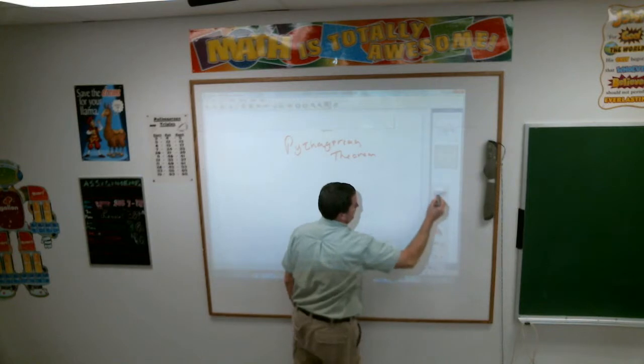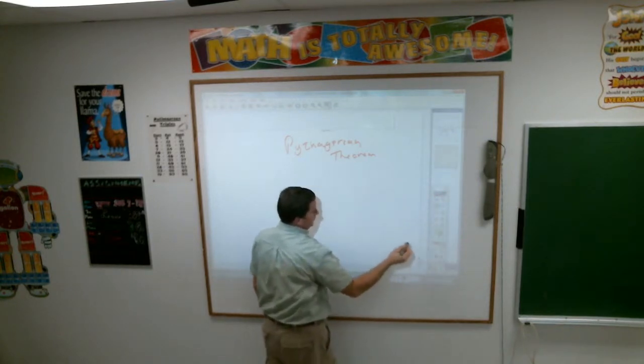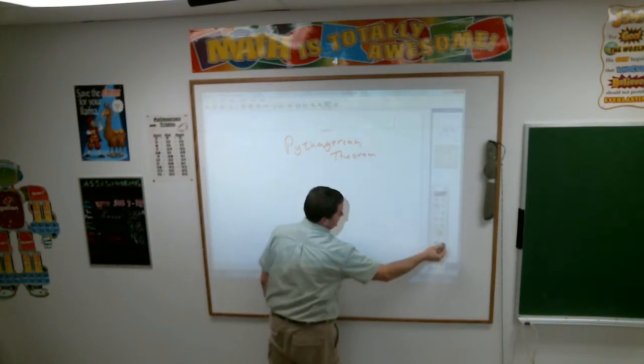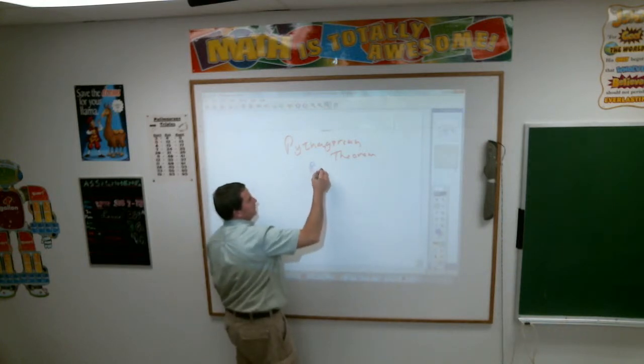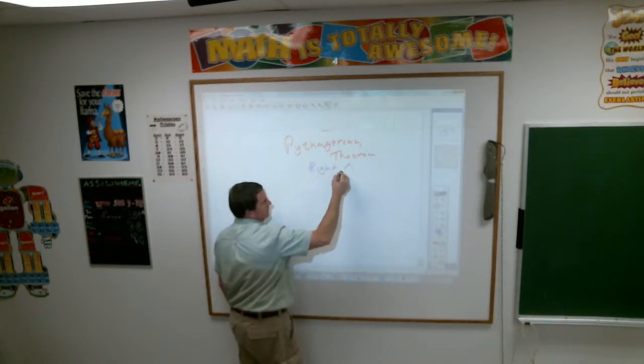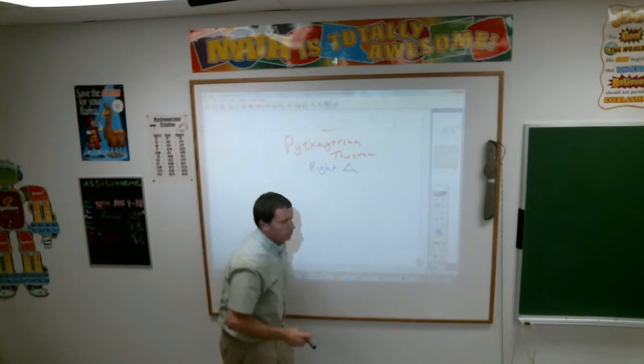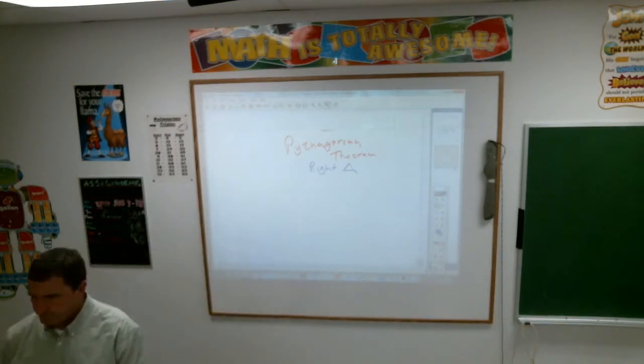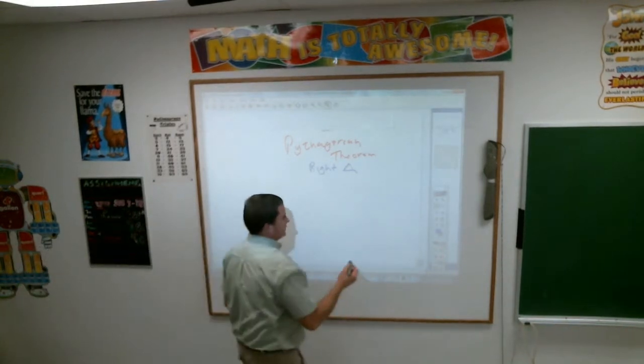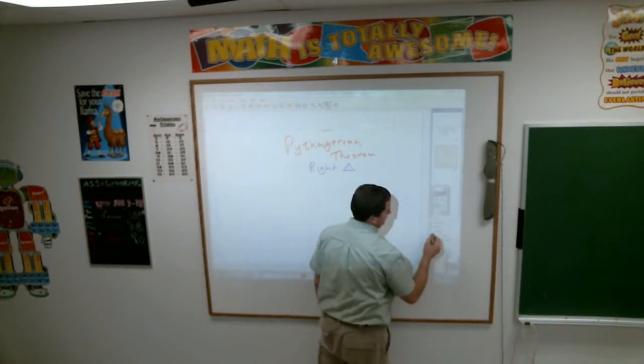Let us take a look. First of all, what we know is this only works with right triangles. Anytime you see a right triangle, automatically your mind should drift to the Pythagorean theorem. Okay? And there's a hard way to do it, and there's the easy way to do it.